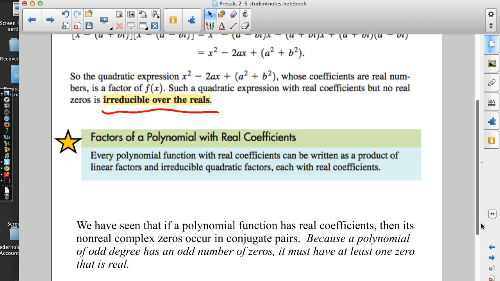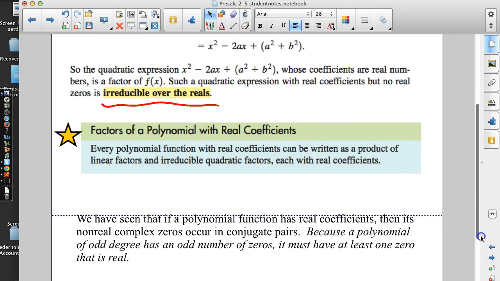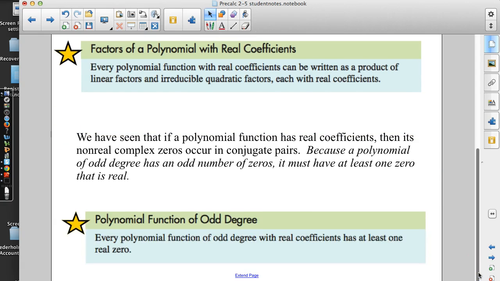Factors of polynomials with real coefficients. Every polynomial with real coefficients can be written as the product of linear factors and irreducible quadratic factors, each with real coefficients. So they're saying the realization is, if this is going to give me negative stuff, and I'm supposed to use it in the real world, then I don't want the negative stuff. I'll stop a step before that so that I don't get that imaginary piece.